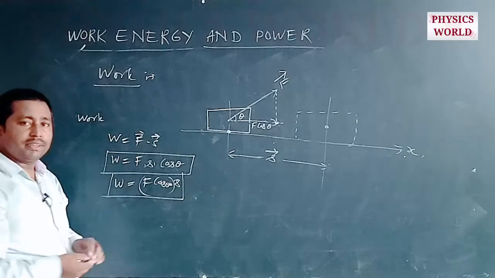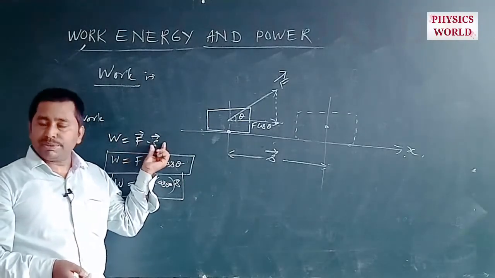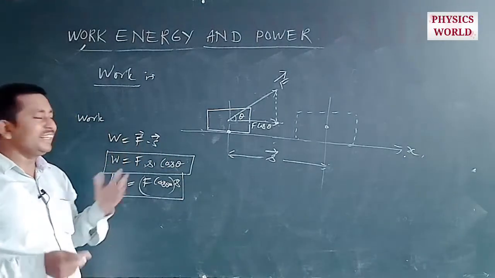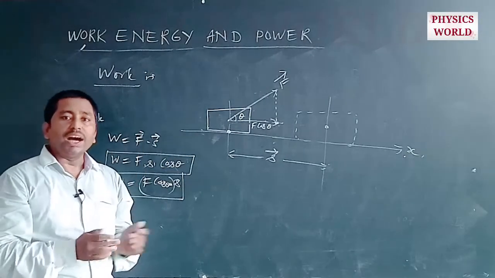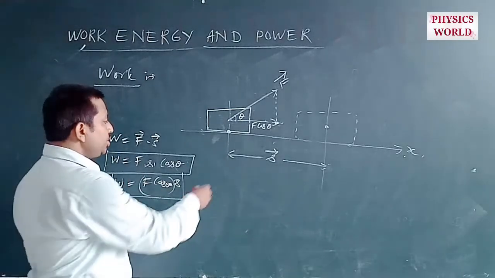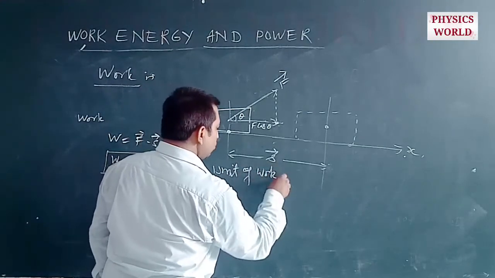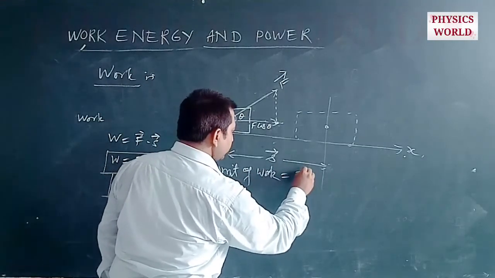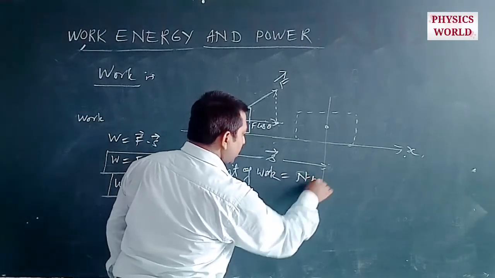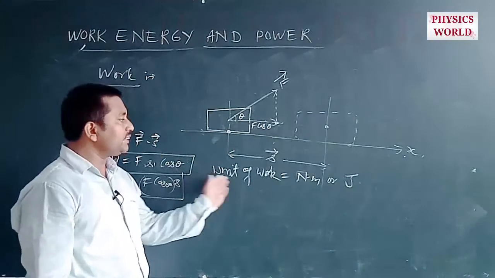What is the unit of work? As we know that the unit of force is Newton and displacement is meter. So the unit of the work done is Newton meter, or it can also be written as Joule. The unit of work is equal to Joule, Newton meter or Joule. This is the SI unit.